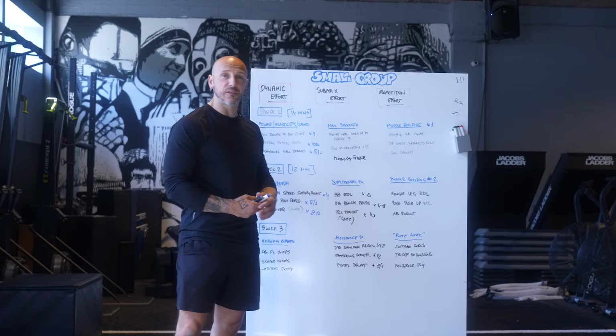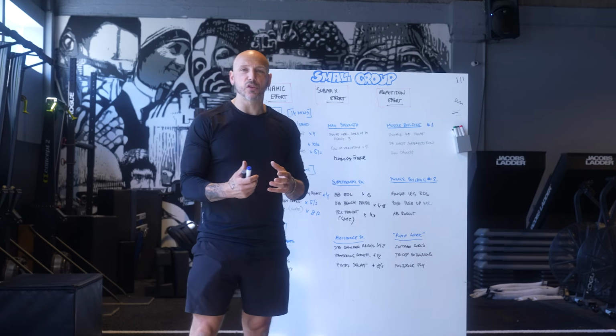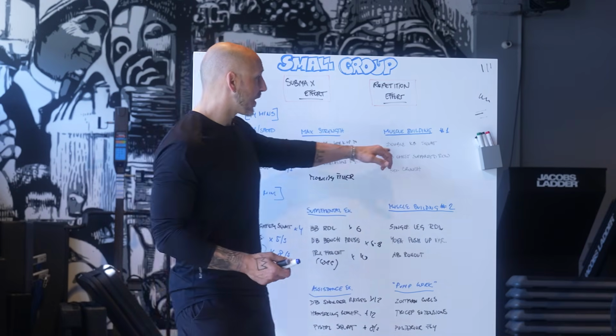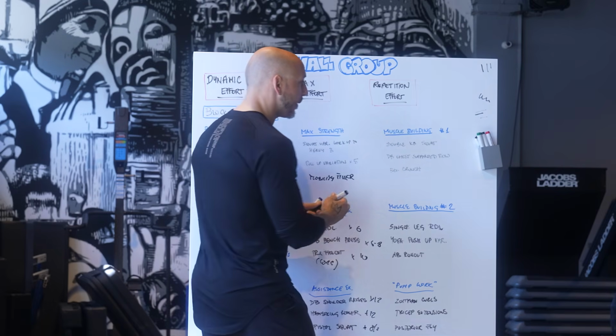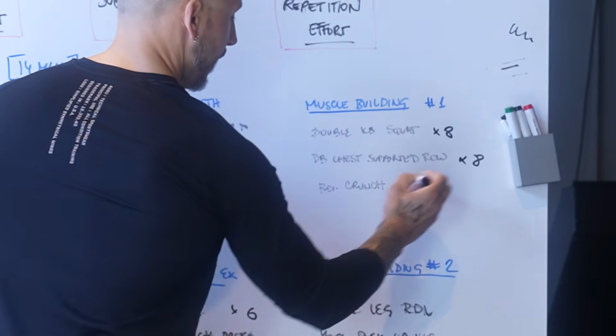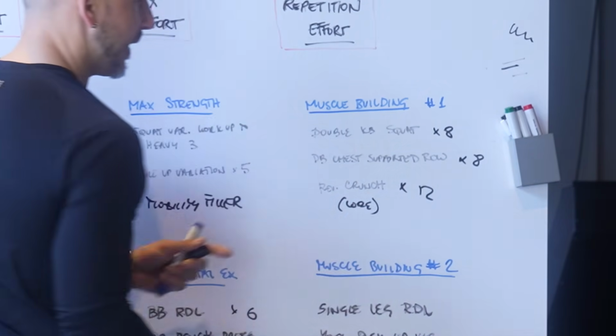And then repetition effort day is a true kind of density. Let's get as much volume in as we can. And take here, we got a double kettlebell squat. So we'd probably work this in that 8 to 10 rep range, chest supported row 8, and then reverse crunch. Again, we got core. You can kind of see we're plugging that in for 12, right?